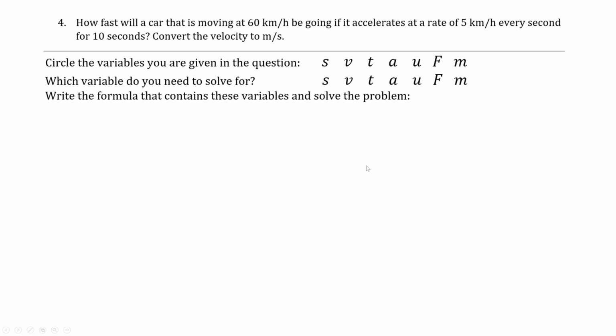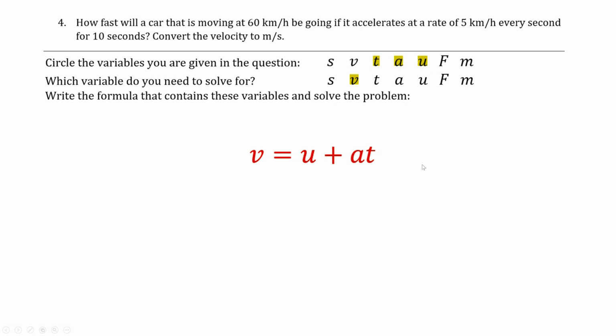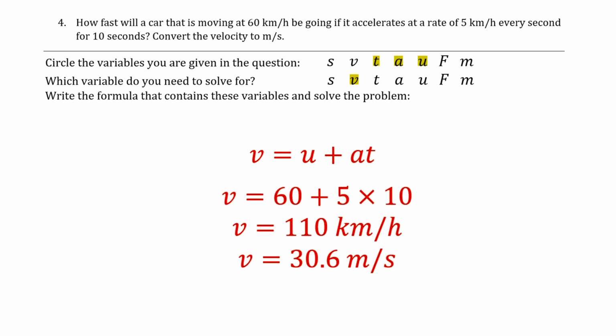So what we have here is we have an initial velocity, we have an acceleration, we have a time, and it wants you to tell it the final velocity. So we've got a u, an a, and a t, and we have to find v. Is there a formula that has those four variables in it? Of course. V equals u plus at is the equation that you need to use for this one. And then we just sub the values in.